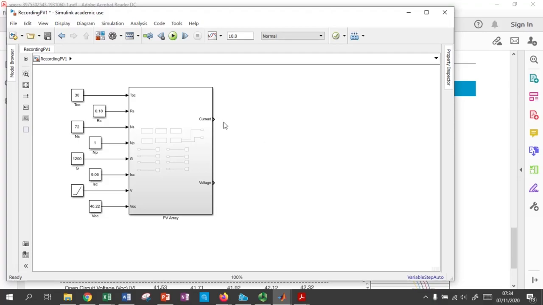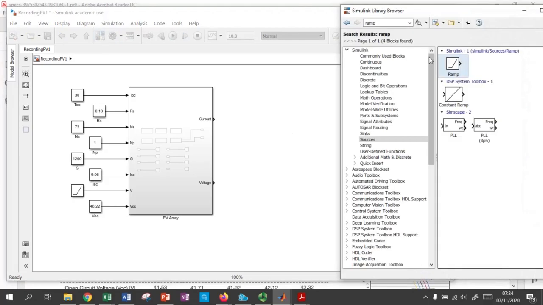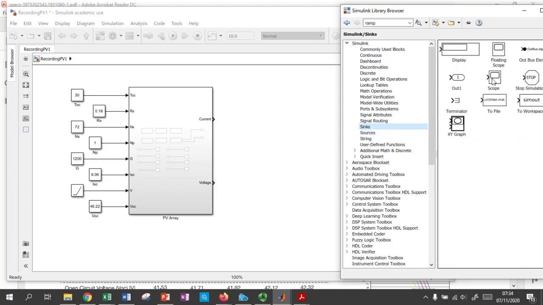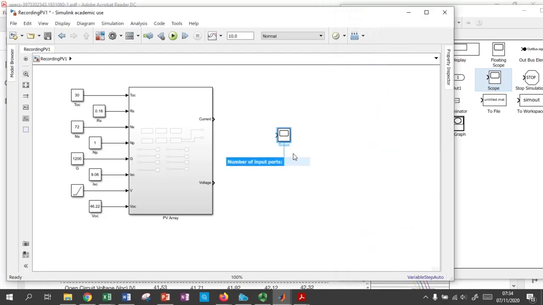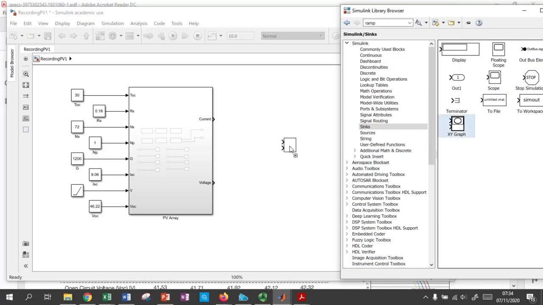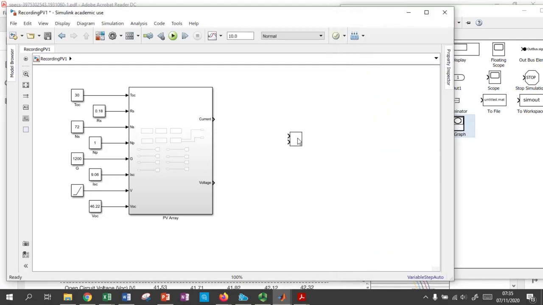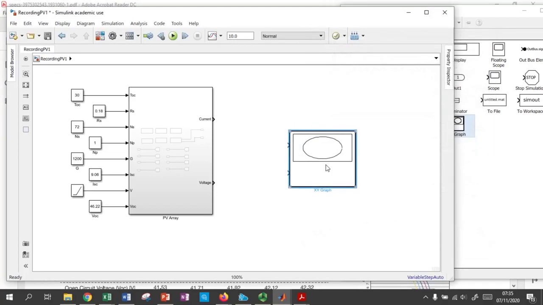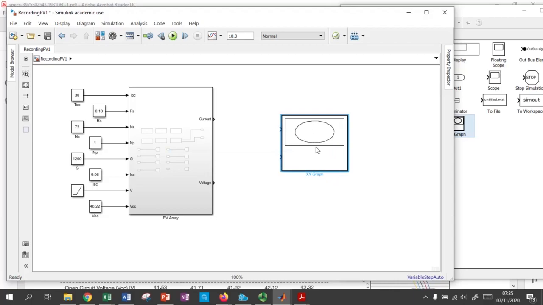Now we have one output current and one output voltage. Then we need one display, an oscilloscope. Then we can go to the source and the sink. In the sink we can find one oscilloscope. We can put it here. Then I made a mistake. We need an XY graph because it's current versus voltage. Okay, I will put it here.